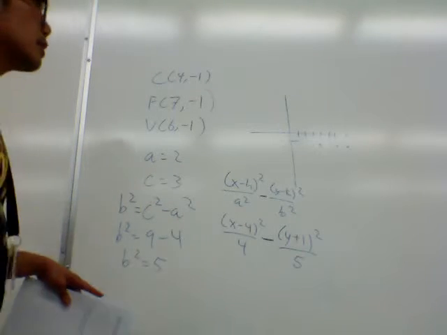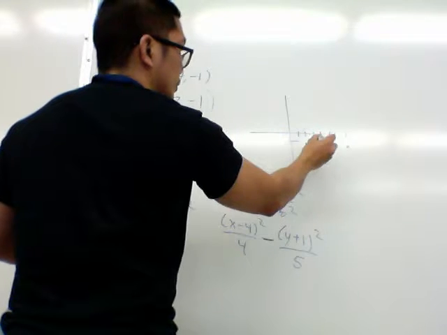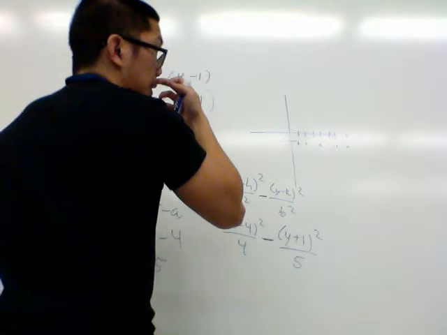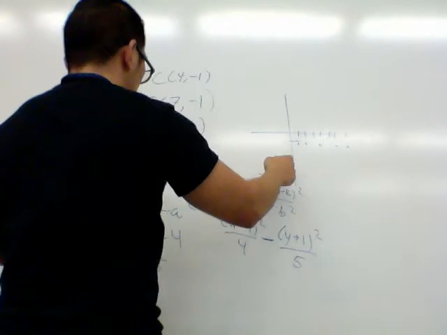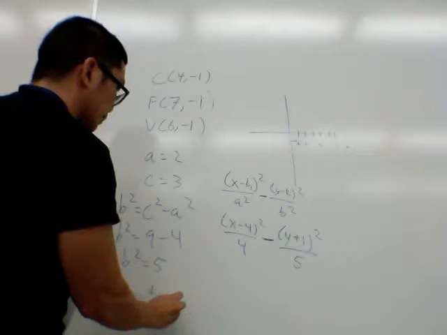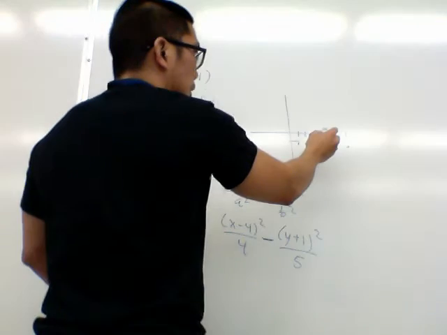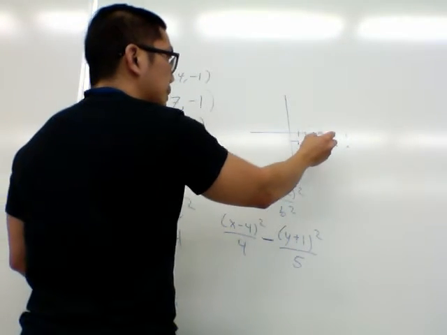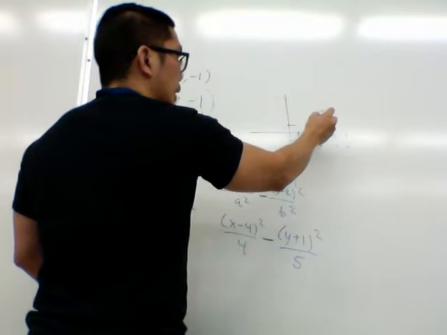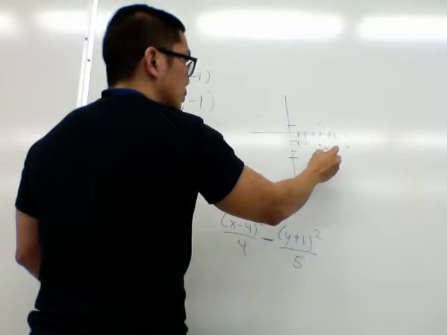Now if I graph this, I know this is my center. 2 away, I'm going to have another vertex, and 3 away, I'm going to have another focus. And from here, I'm going up root 5, so b is equal to plus or minus root 5. It's 2 point something. So I know from the focus, I'm going to go up 1, up 2, and a little bit beyond the 2. And I'm going to go down 2 and a little down from here.